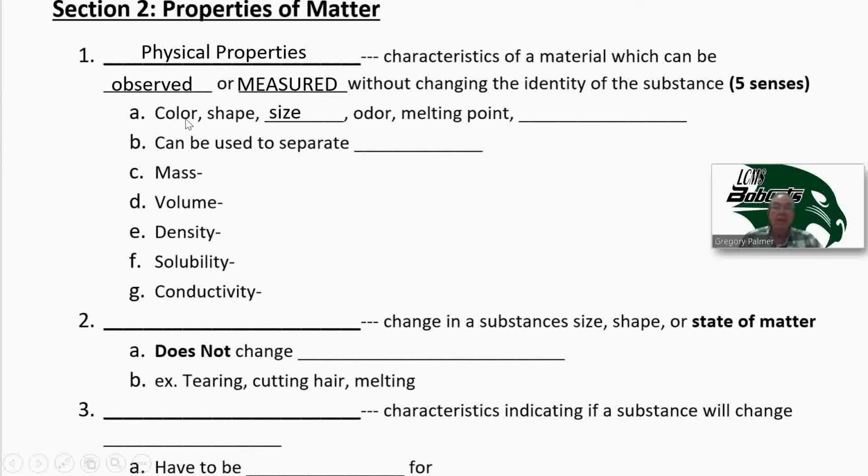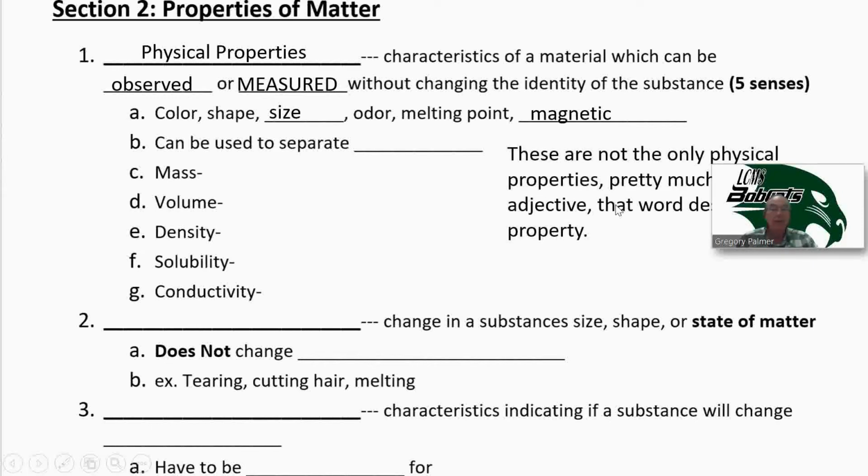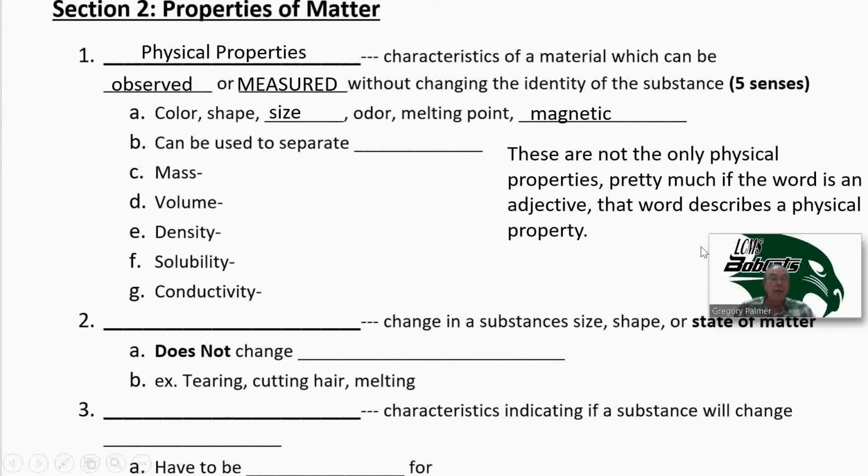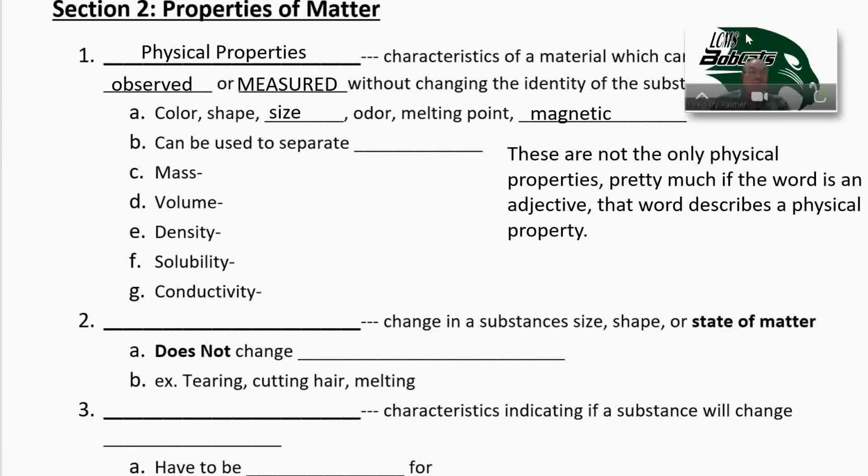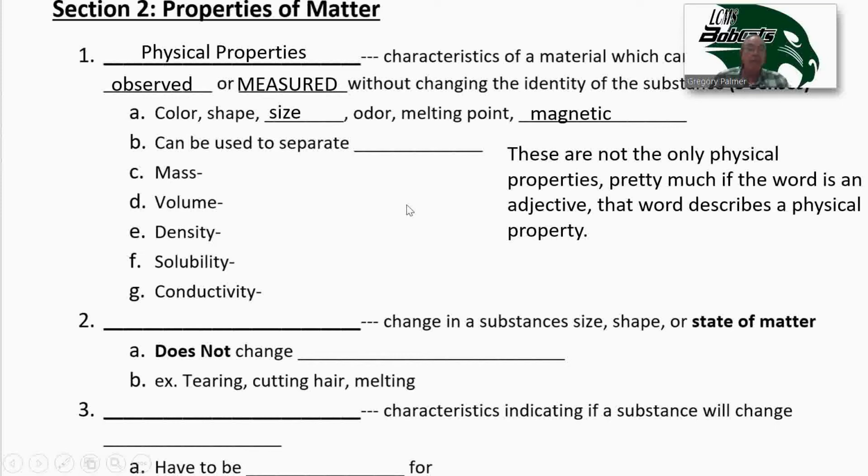So things that we can see, like the color, the shape, the size, the smell. We can measure the temperature it melts at. We can observe whether or not it's magnetic. Obviously, these are not the only physical properties. Pretty much if a word is an adjective, that word describes a physical property. So if you're tall, if you're short, it can be used to separate a mixture.